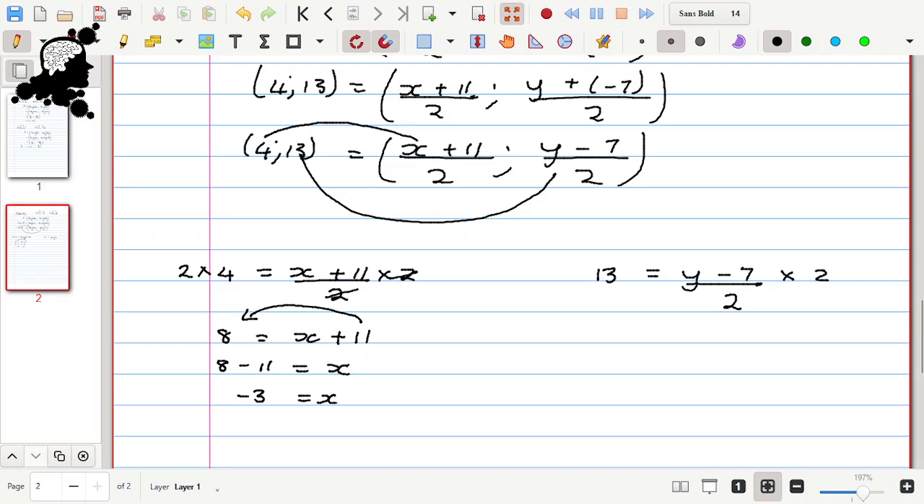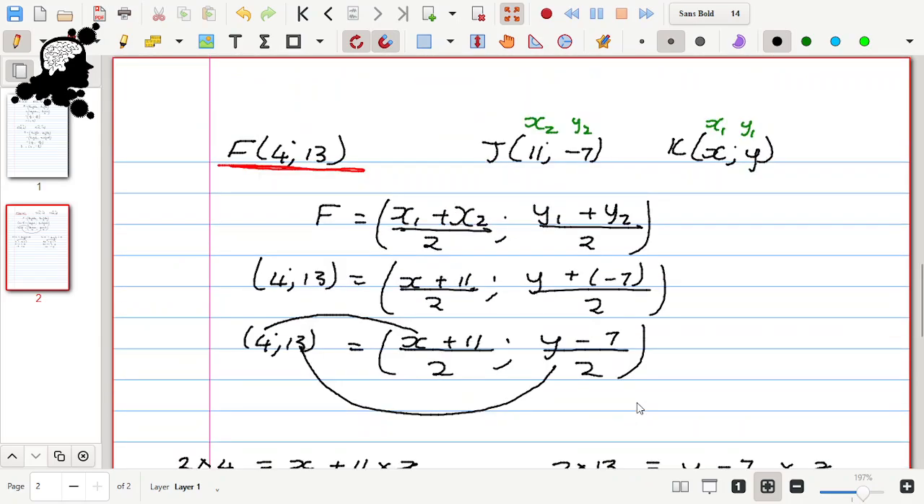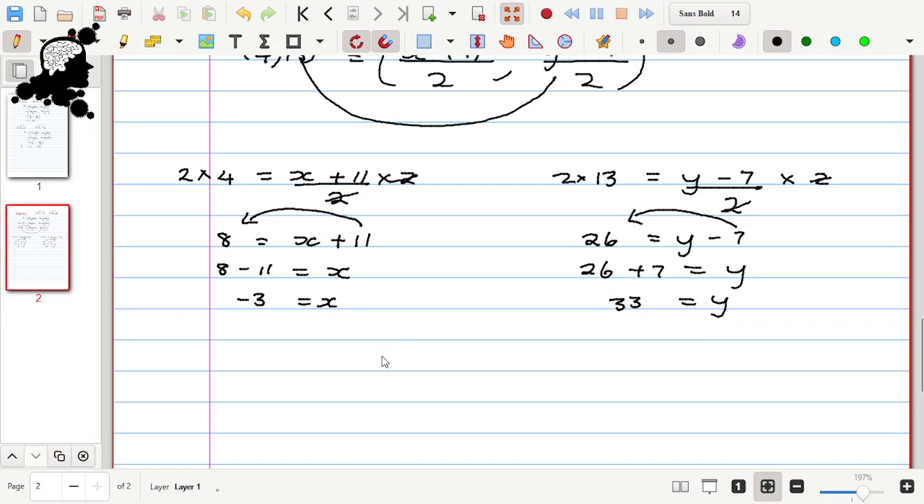So we're going to multiply by 2 again to get rid of our denominator. There we are. 13 times 2 will give you 26. And 26 is equal to y minus 7. Once again, let's take the minus 7 to the other side. You're going to get 26 plus 7 is equal to y. 26 plus 7, that is going to give you 33 is equal to y. Now the question says we need to find the coordinates of k, which are x and y. So your coordinates of k are going to be negative 3 and positive 33. Wonderful. There we are. We are done solving the equation.